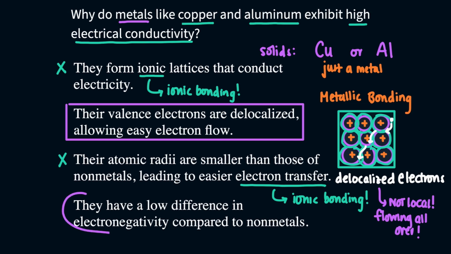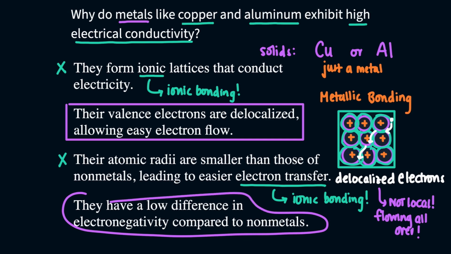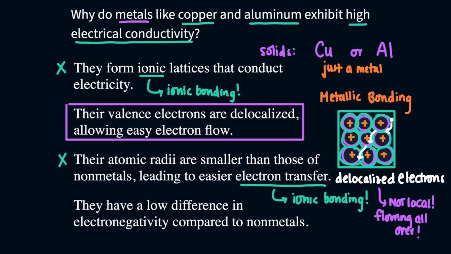And then, they have a low difference in electronegativities compared to nonmetals. Generally, for metals, you're going to have high electronegativity differences. But this is just kind of a throwaway. This has nothing to do with metallic bonding. So, there we go. What'd you think?